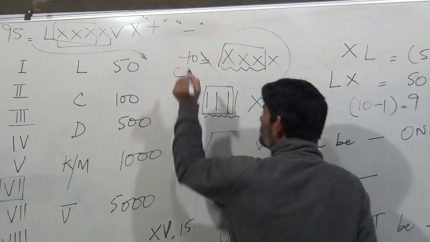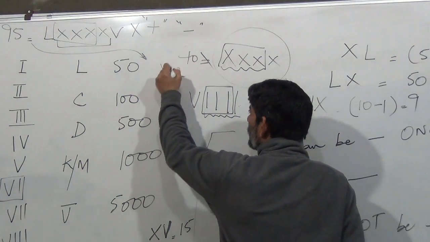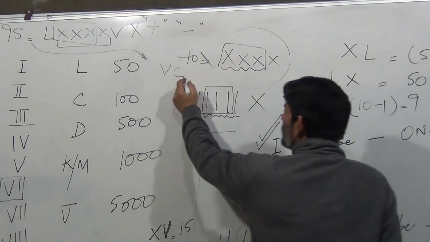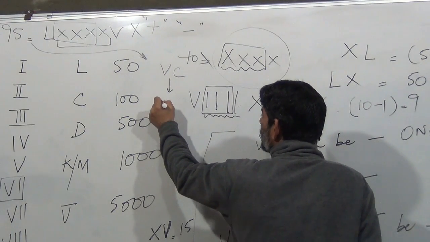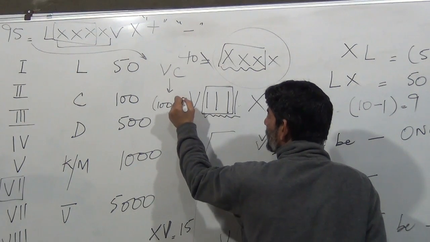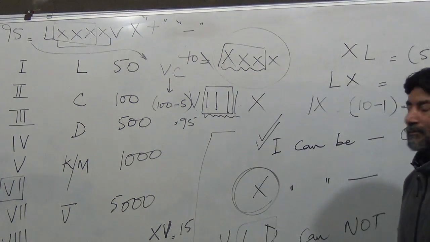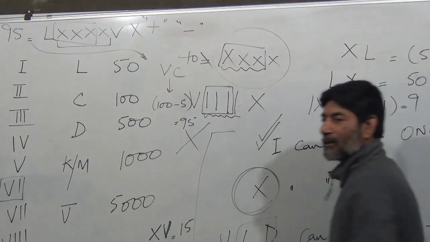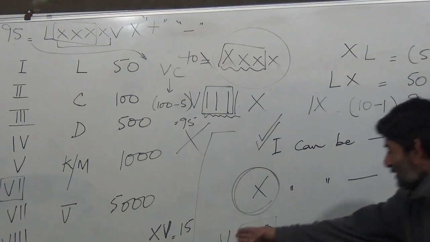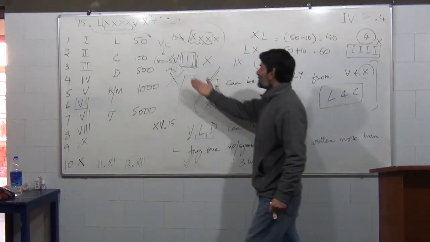100 is C. If you write the smaller number before it, V, it means 100 minus 5 is equal to 95. Right? Wrong. Why? Because V cannot be subtracted. You are not allowed to subtract V.